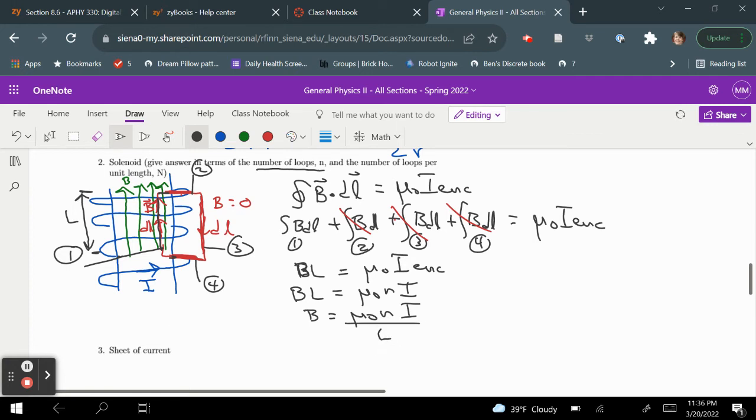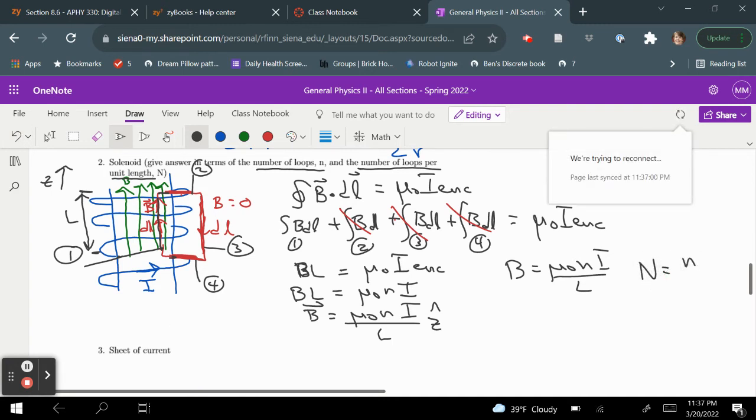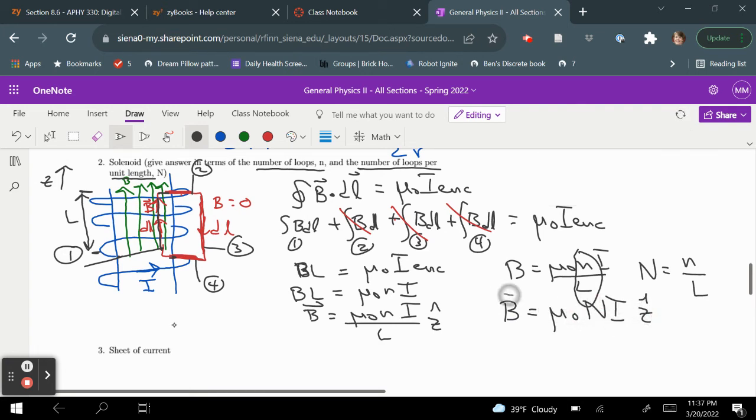And that's going to be in the z direction, because notice my B field is up, so we're going to call this the z direction in this case. Now, if I wanted to use the number of loops per unit length, I can also write that as B equal to mu naught Ni over L. Let me fix that for a sec. Capital N is equal to little n, the number of loops, divided by length. So I can substitute that in, and my B is going to be equal to mu naught capital N times I, again in the z hat direction. So I can write it either way.